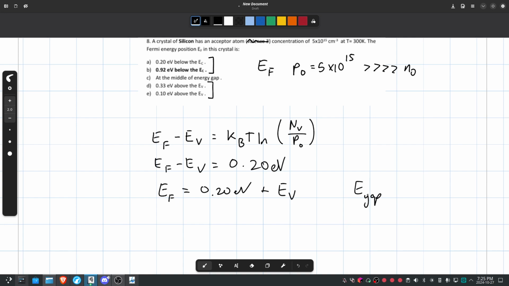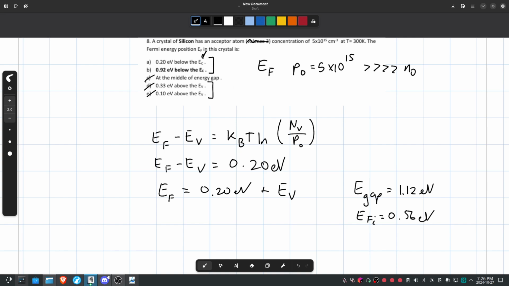E gap is equal to 1.12 eV for silicon. You can get that off the table. Therefore, E_i, that's the middle, is going to be 0.56 eV. This is not 0.56 eV from either the valence or the conduction band, so we know it's non-intrinsic. We have D and E, so we have 0.2 eV above the valence band. Both of these don't match it.